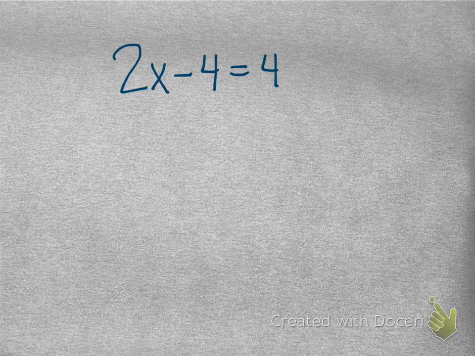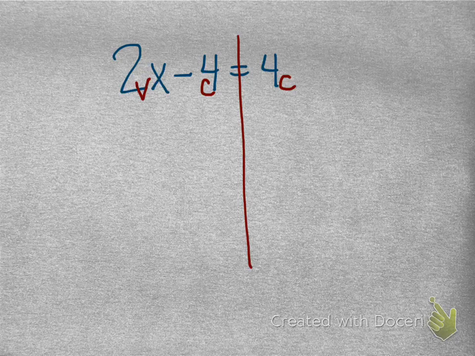Okay, the next one, it's a similar problem. I'm going to go through and I'm going to label. This is a variable, this number by itself is a constant, and this number over here is a constant. Draw my line down the middle. If I'm trying to get my variables by themselves on the left and my constants on the right, what I see is a constant in variableville, so I'm going to get rid of it.